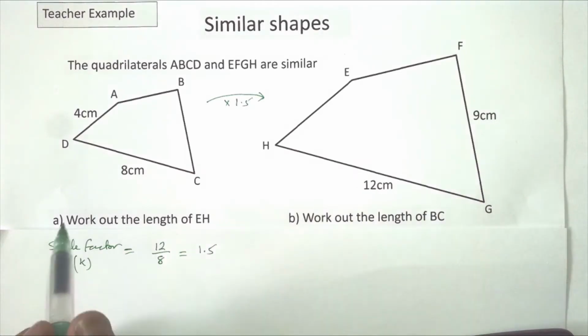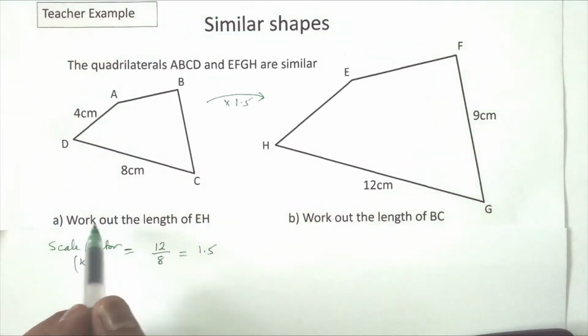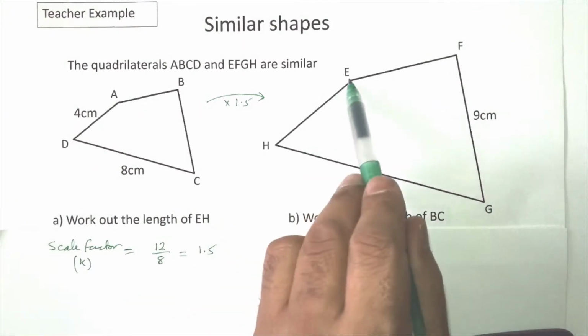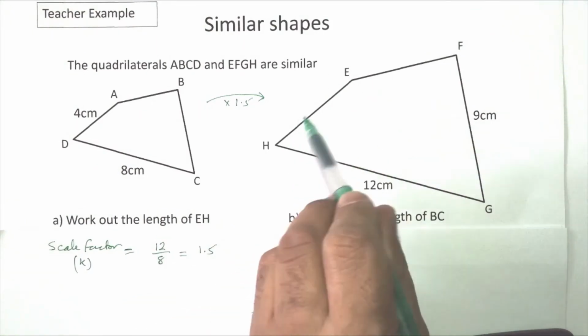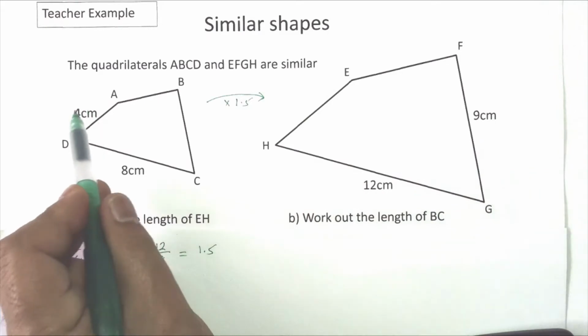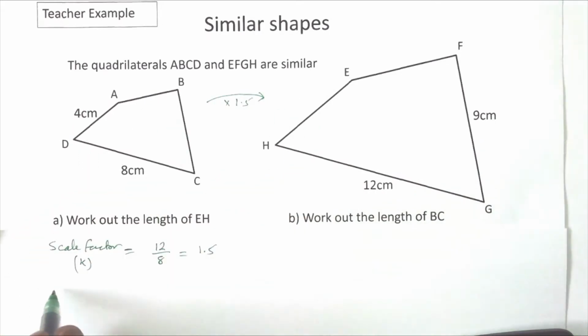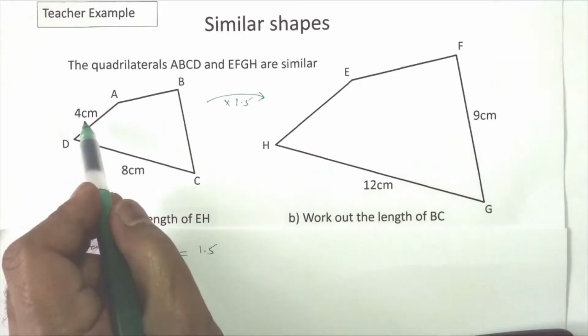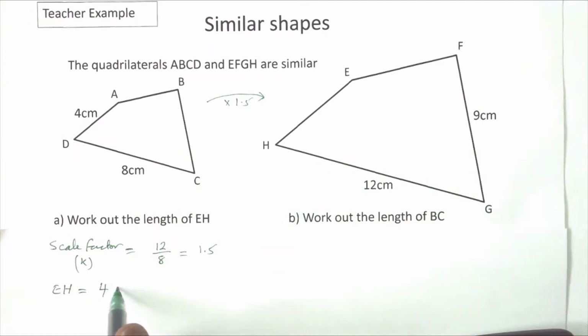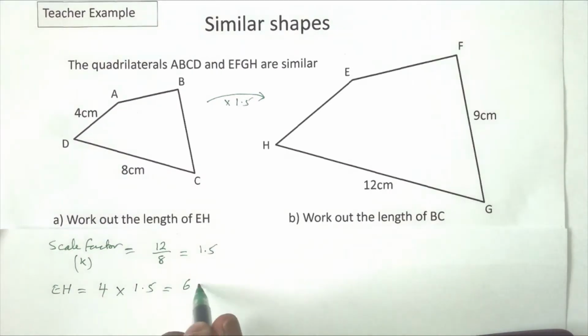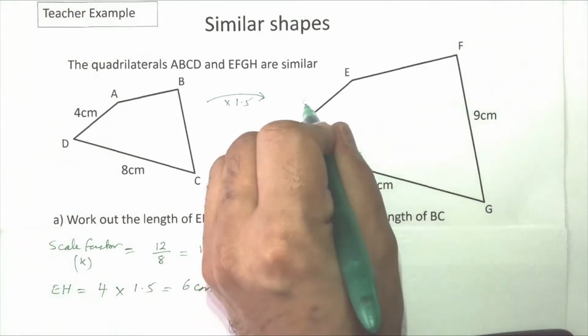Now, once I've got the scale factor, I can work out the length of EH. Well, EH is here, and the 4 is the corresponding value for this. So EH is equal to the length 4 times 1.5. And 4 times 1.5 gives us 6. So that's 6 centimeters. So that length there is 6 centimeters.